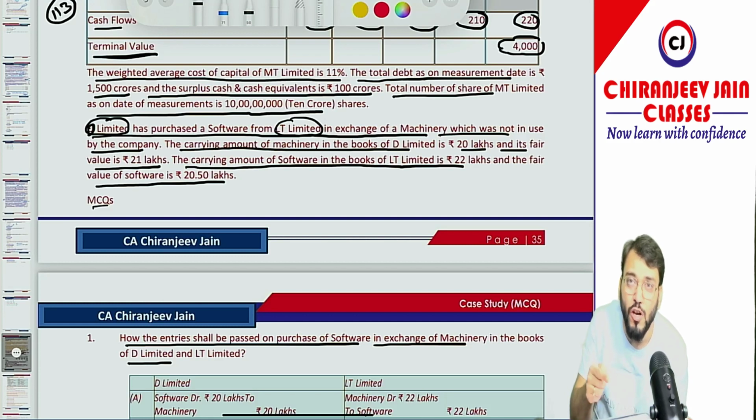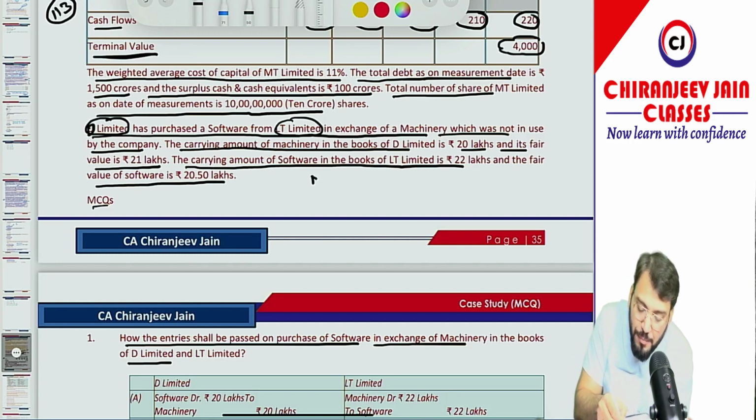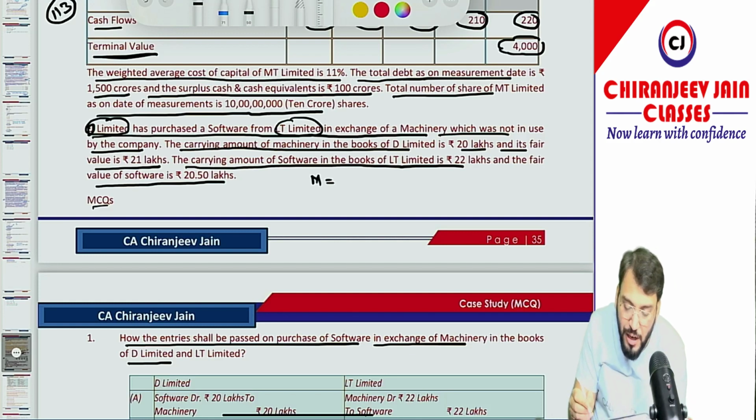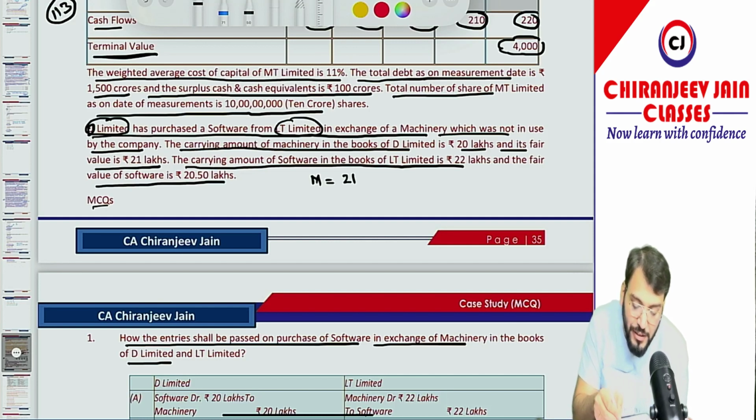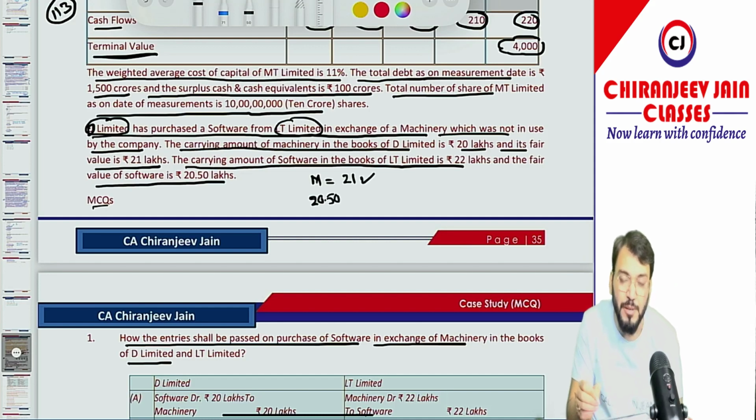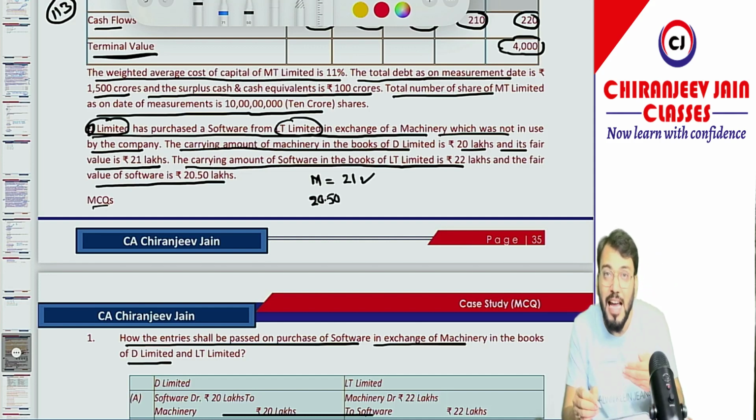Correct now. So what is the rule? The cost price of asset acquired will be the fair value of asset given up. So what is given up? Machinery is given up. And what is the fair value of machinery? Fair value of machinery is given 21 lakh. And the second option is what? The fair value of asset received. So what is the fair value of asset received? That is software. That is 20.50. So of course, the first preference will be given to the fair value of asset given up.